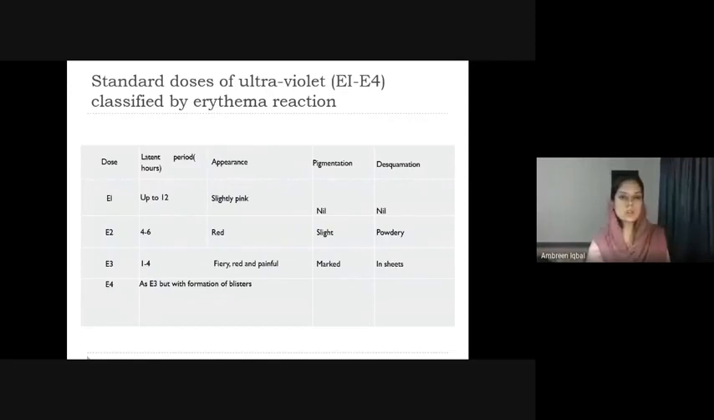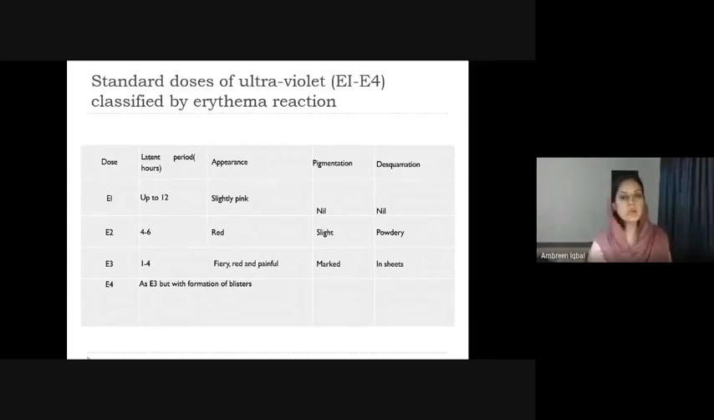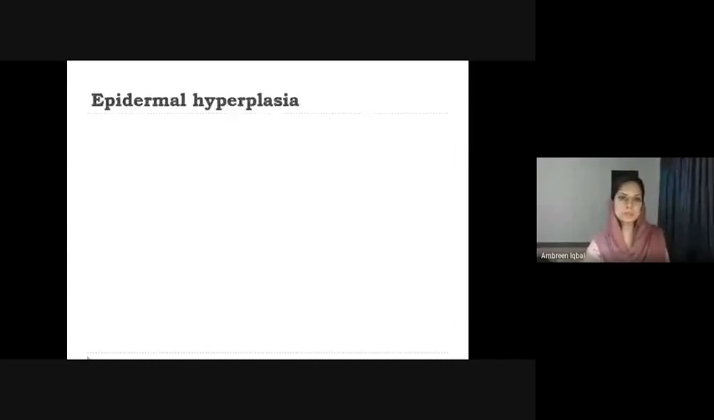With E2, which has a latent period of 4 to 6 hours, the skin is red, slightly pink with powdery shades. Third one is E3, in which the skin appears very red and painful. Pigmentation occurs markedly, and desquamation also occurs in sheets. While E3 is similar to E4, in E4 there is formation of blisters.